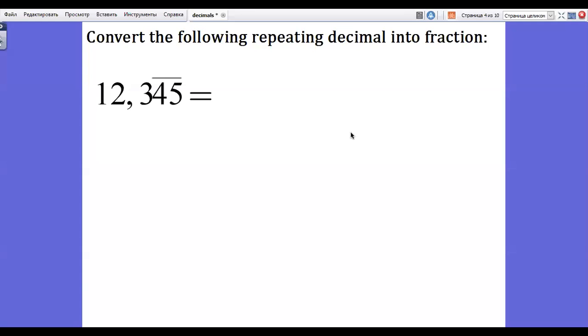Now, let's convert 12.345 into a fraction. In this repeating decimal, our repeating digits are 4 and 5. To convert, the first thing you will do is write this decimal without the decimal point, and you will have 12,345. After that, you subtract from this number the non-repeating part of the decimal, which is 123.